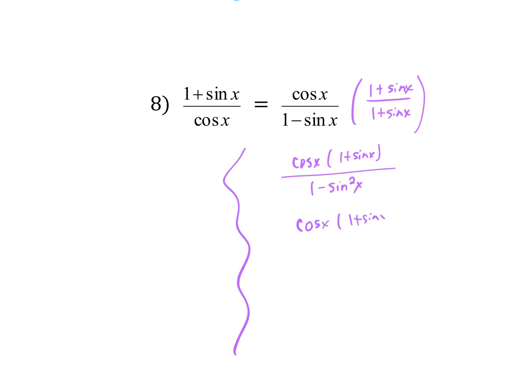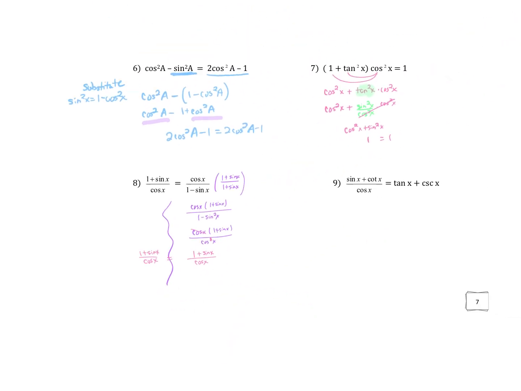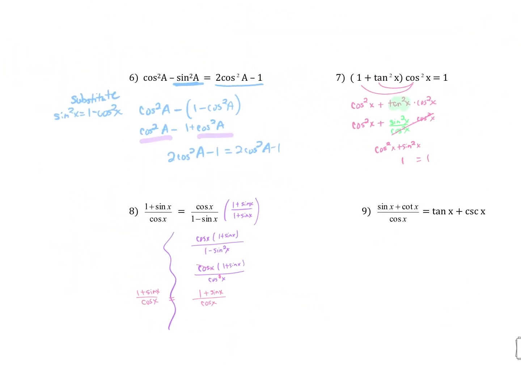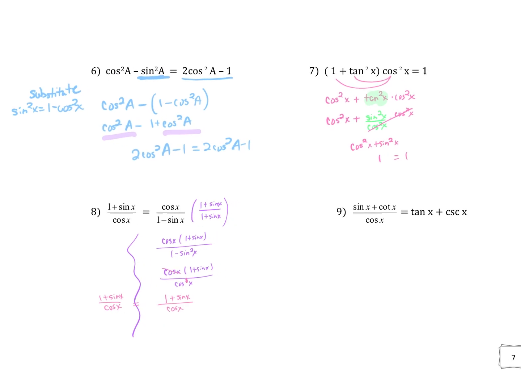So we've got our cosine squared x here. And what happens with this? Divides out with one of those, and we are left with 1 plus sine x over cosine x, and that's what we wanted. So we are good to go. Nice. Okay. Comments, questions? I'm kind of zipping through some of these.